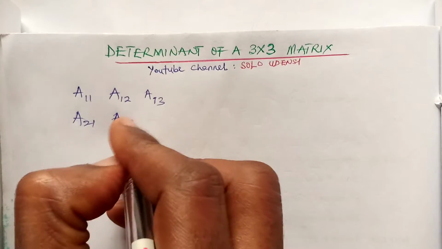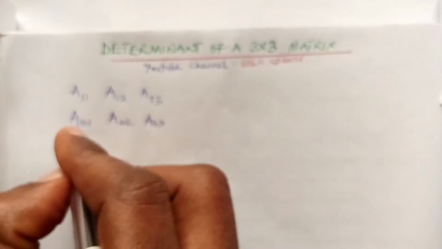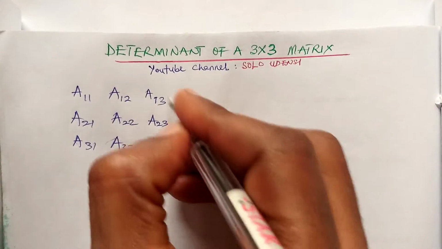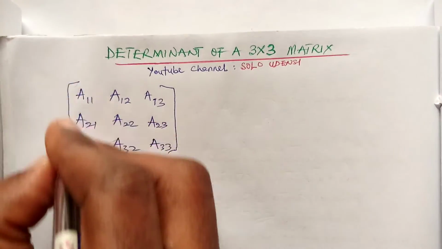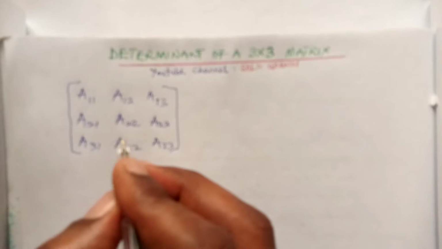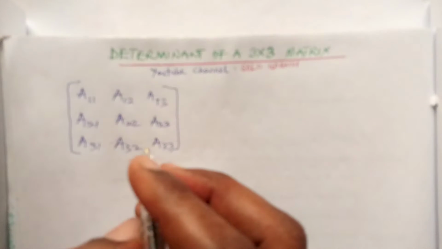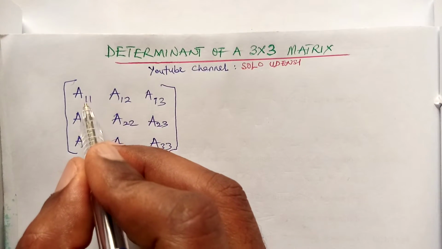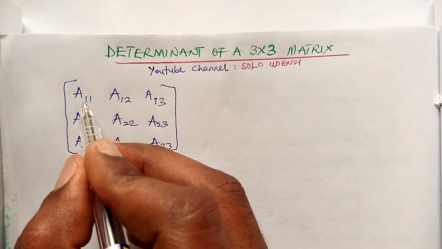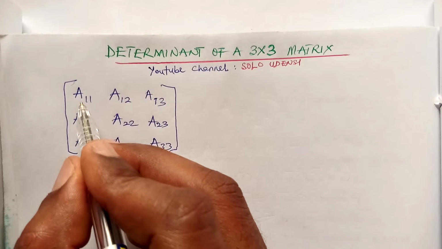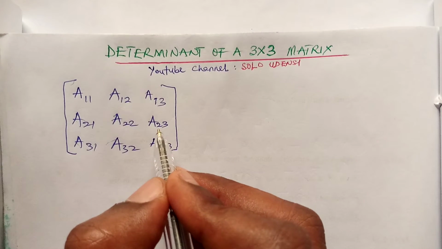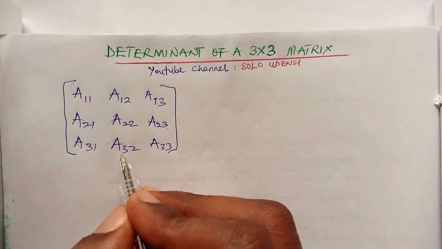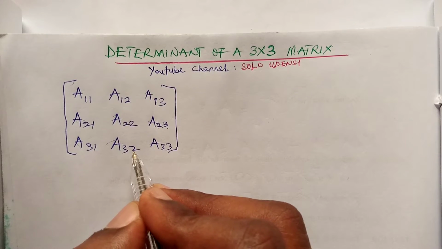A21, A22, A23, A31, A32, A33. So these are the entries of a 3x3 matrix. So you find out that this is the first entry. This entry is the element, first row and first column. This one is the element, second row and third column. This one is the element, third row and second column.